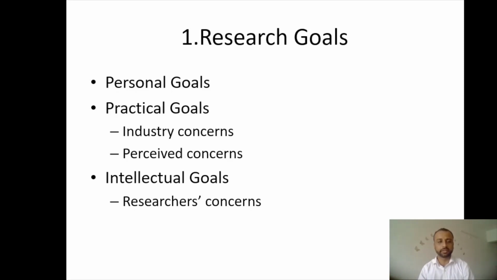But for management professors or for applied researchers, practical goals dominate over intellectual goals because there you try to solve the concerns of the industry, or the concerns that you perceive the industry is facing. But I'm sure personal goals would take priority above practical and intellectual goals for most of us.